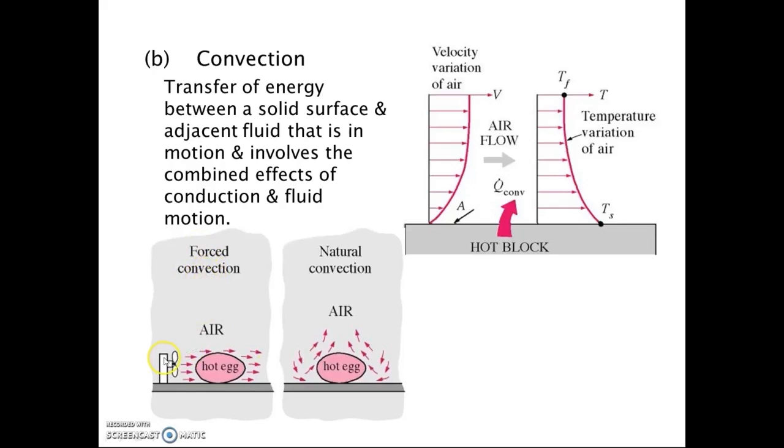It is called forced convection because you set the direction of the flow of the fluid. If it's natural convection, the fluid will just flow naturally, but still there will be interaction between the hot egg and the fluid in motion. So the transfer of energy between the solid surface and the fluid motion. Heat will transfer from the hot egg to the fluid.